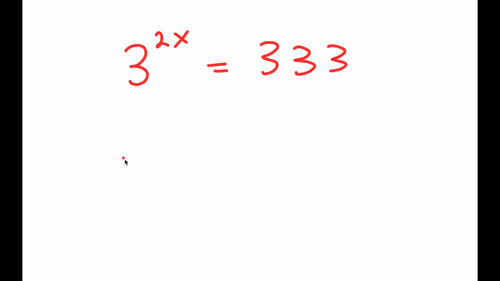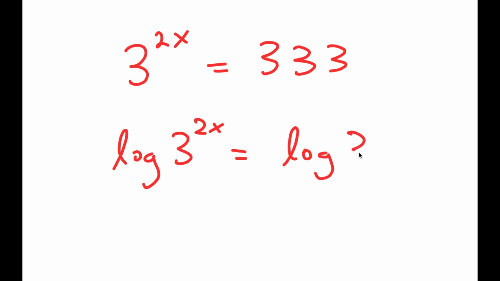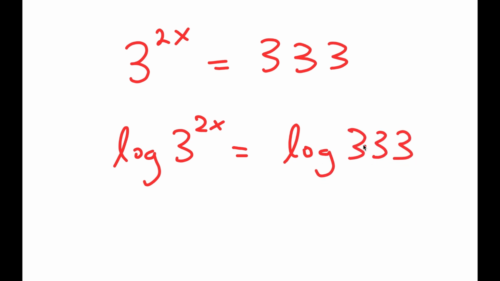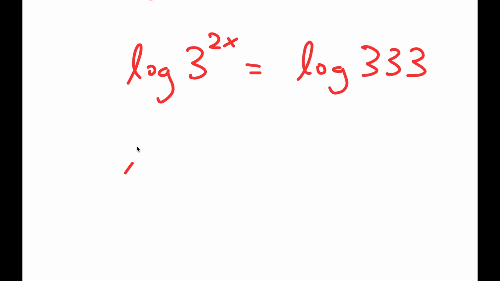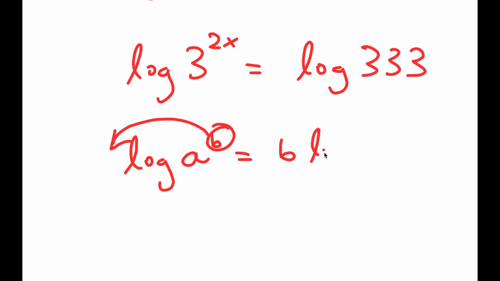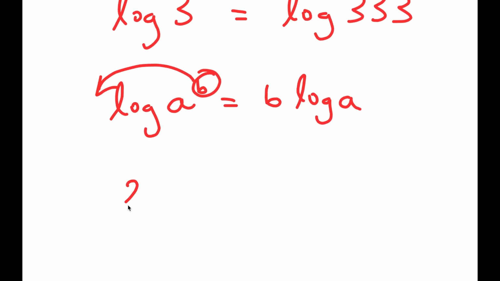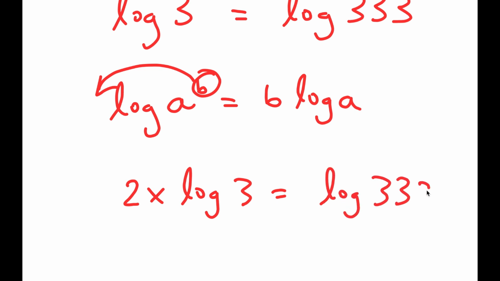And now from here, I'm going to take the log on both sides, so I get log 3 to the power of 2x is equal to log of 333. And if I have something in the form log a to the power of b, I can move this exponent b to the front, so I get b times log a. So in this case, I have log 3 to the power of 2x, and I can move 2x to the front. So I get 2x times log 3 is equal to log 333.